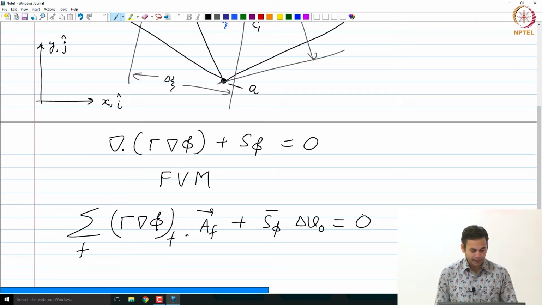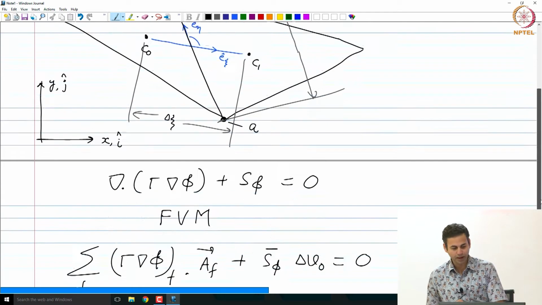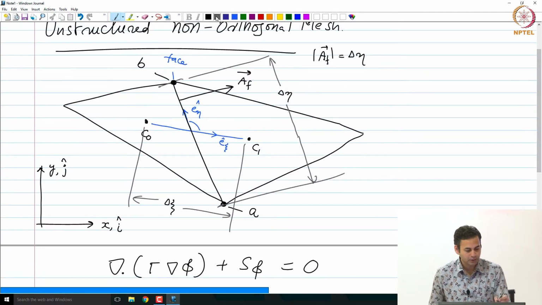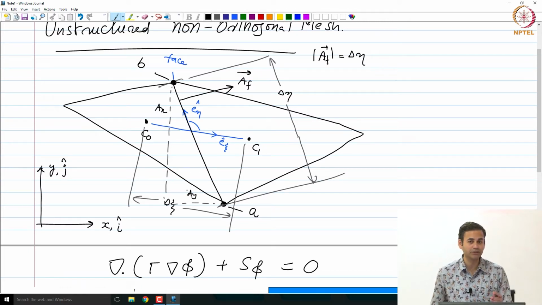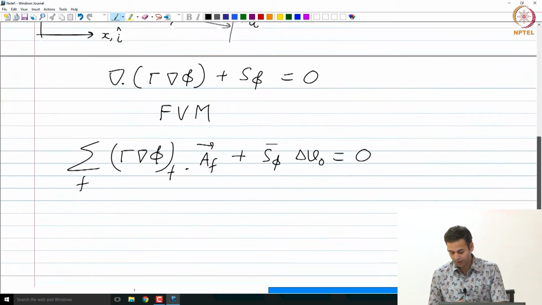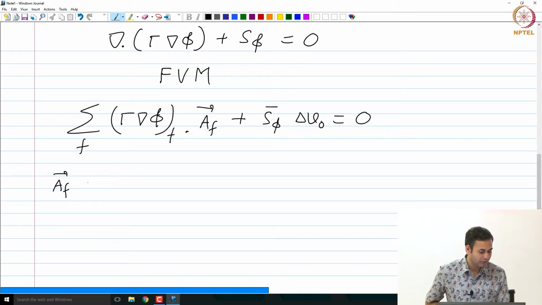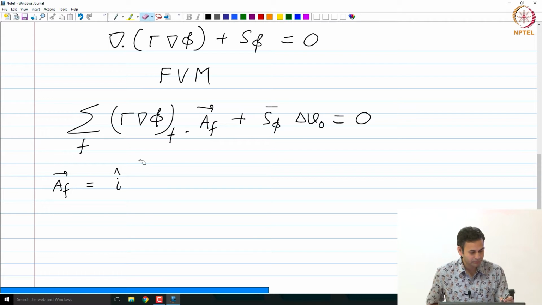Then of course, what would be our AF bar here? AF bar has two components, right? One is along I cap, the other one is along j cap. So AF bar can be written as AX I cap and AY j cap, where AX is actually the vertical distance. This would be your AX and this would be your AY. Remember, AX is not the projection on the x-axis. AX is the component of AF bar in the direction of I. So that means we can write AF bar as I hat AX plus j hat AY, right?